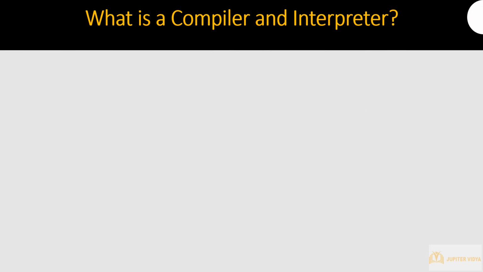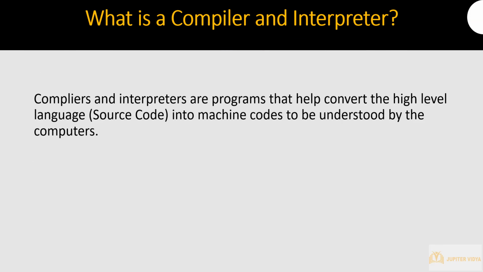Now let's understand one more concept here, compiler and interpreter. We need software that can convert our code into machine language, and a compiler and an interpreter can do it. It helps us to convert the code written in a high-level language into machine code. Now the question is, what is the difference?